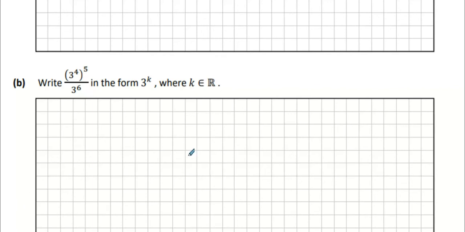Now, the next question might be something you haven't seen in a while. So I'm going to show you 2 different ways of doing it. You'll need to know both ways, okay? But we'll give the first way a go.